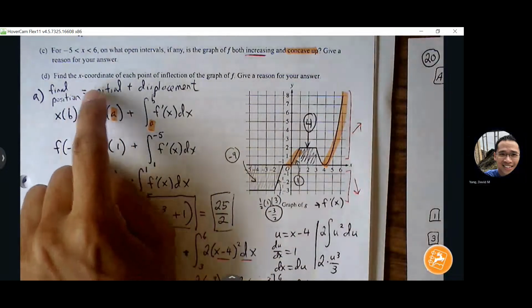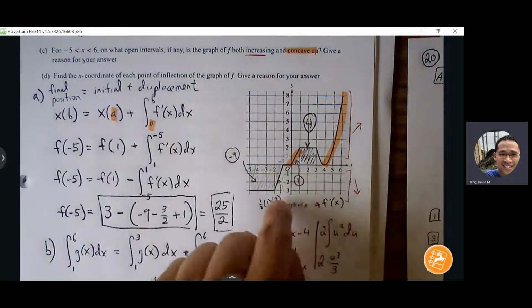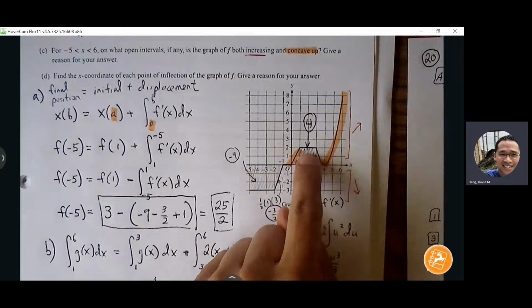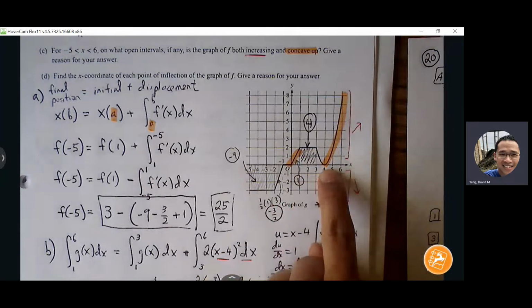Part D, find points of inflection. So if you're looking at the derivative graph, your points of inflection are going to be your peaks and valleys. This is too wide to be a peak, so we don't include that. The only peak or valley that we have is at 4.